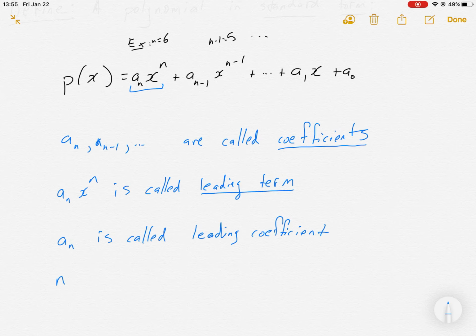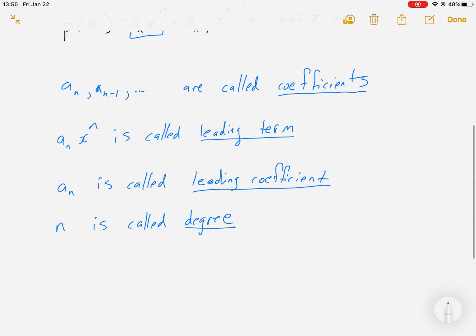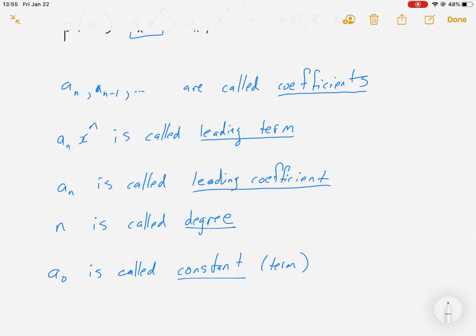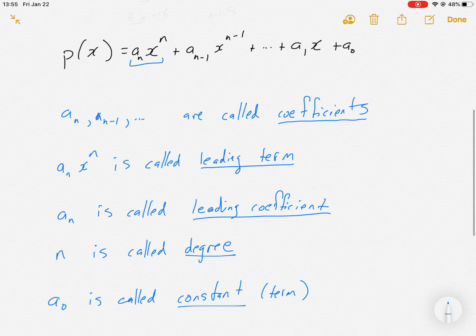Whatever n is, so the largest power of x, this is called the degree of the polynomial. So these are all going to be words that I use repeatedly throughout this video, and throughout this whole chapter really, we'll be coming back to polynomials. And then the last term that sometimes does come up is a sub 0. You'll hear it called the constant or the constant term sometimes. And this really takes care of all of the definitions we'll need. So we'll keep referring back to these words throughout this video.